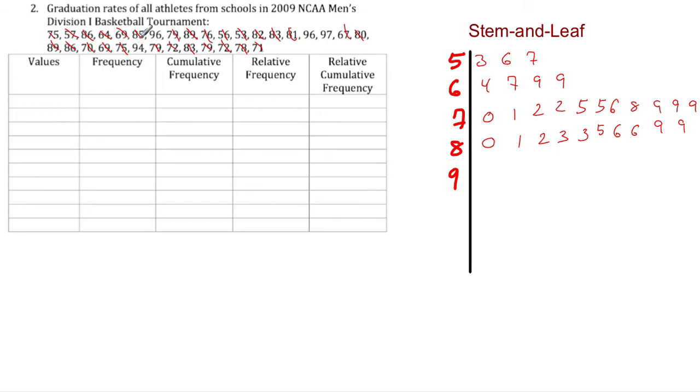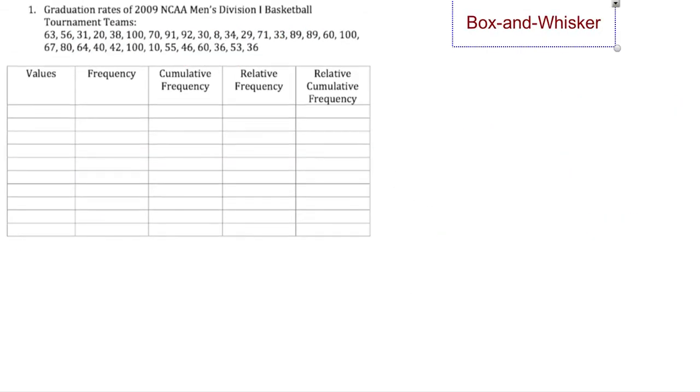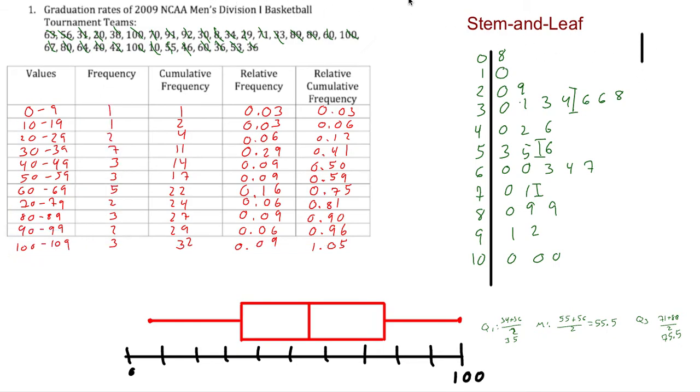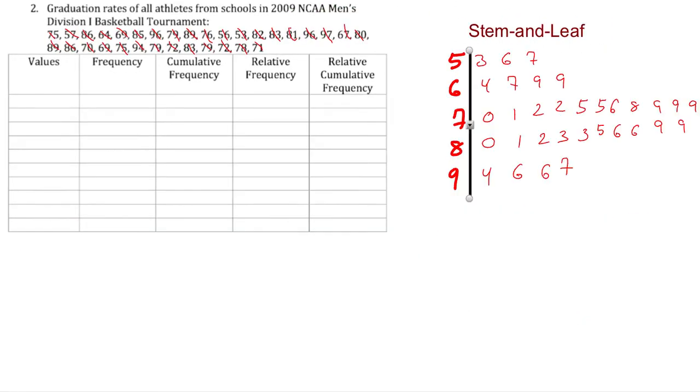For the 90s, finally, 94, 96, 96, and 97. Cool. Ooh, you know what? I did forget all the way back here for the stem and leaf plot, I forgot a key. So for the key, I would need to say that 0, 8 is equal to 8. And for over here, I could say that 5, 3 is equal to 53.